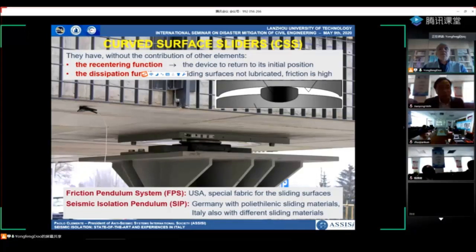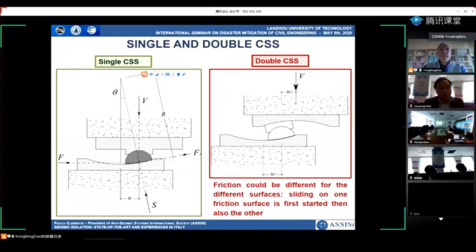They have, without the contribution of other elements, the recentering function and the dissipation function. The friction pendulum system was first developed in the USA, then also in Europe, first in Germany, and finally also recently in Italy. We have a single curved surface slider on the left and a double curved surface slider. In this second case, we can have larger displacement with the same size of the devices, but the friction could be different for the different surfaces. So sliding on one surface is started first, then also the other.